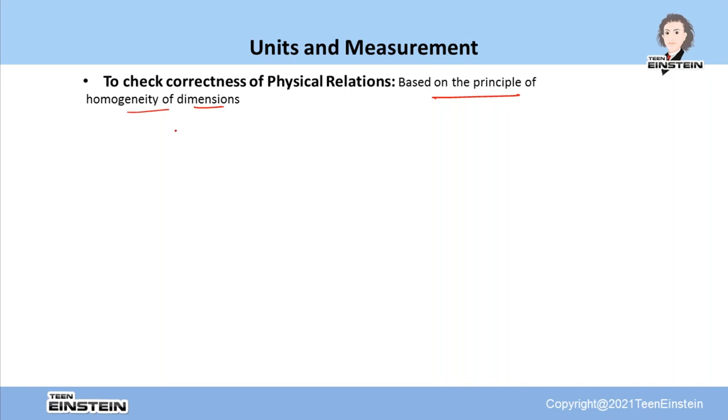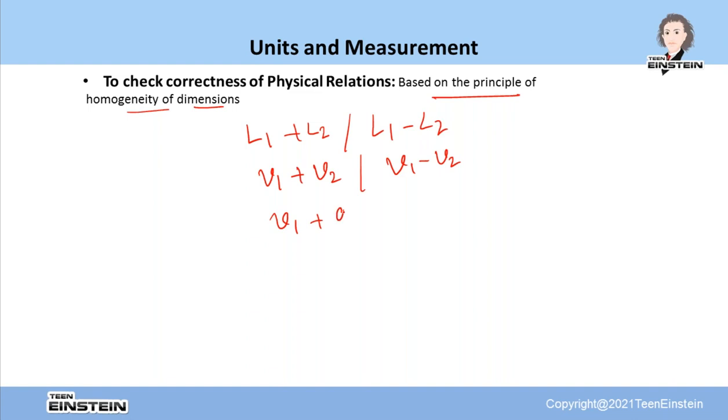Okay, according to this principle, you can add two physical quantities which are having similar dimension, like length can be added with length or subtracted from length. Velocity can be added to or subtracted from velocity only. You cannot do velocity addition with acceleration. Okay, this is not possible. So this is called homogeneity of dimensions.